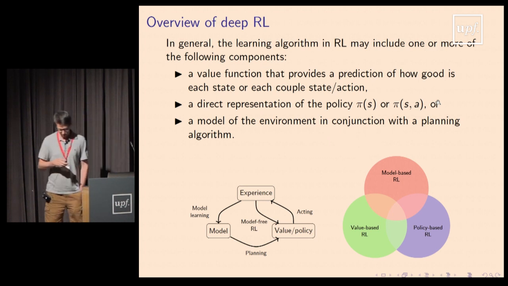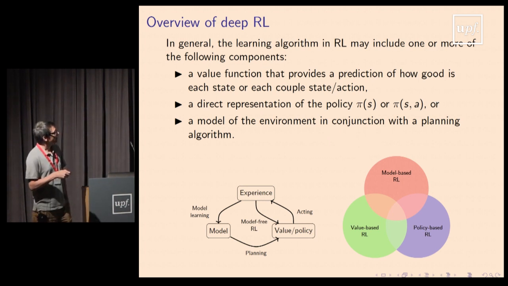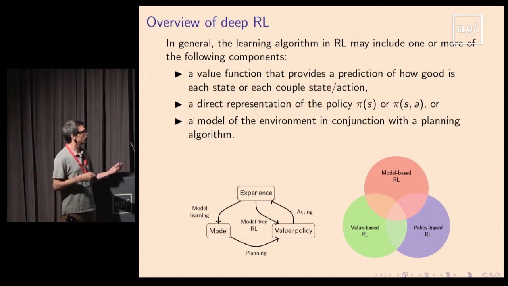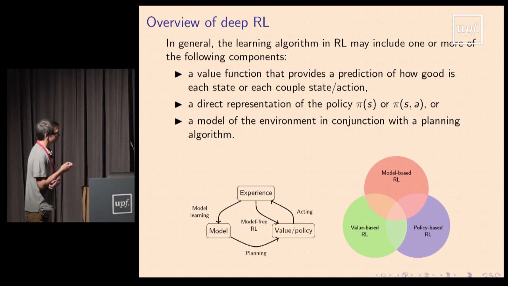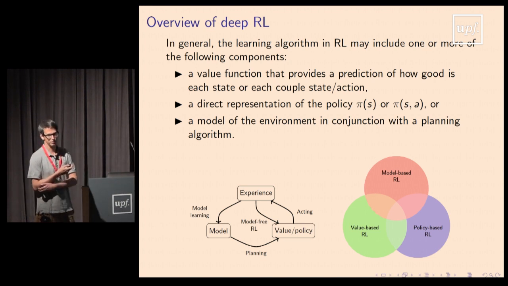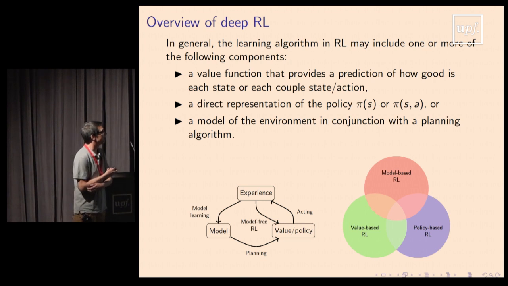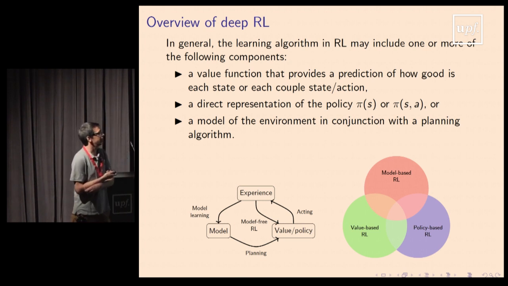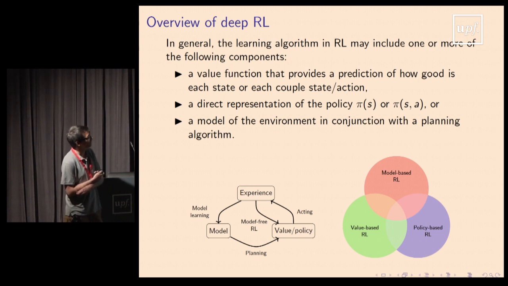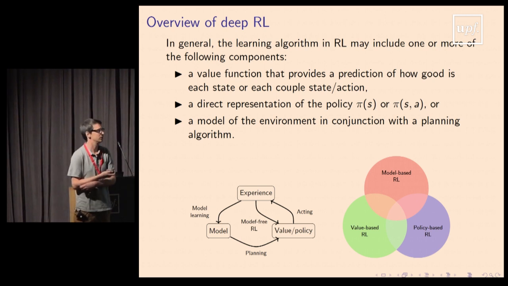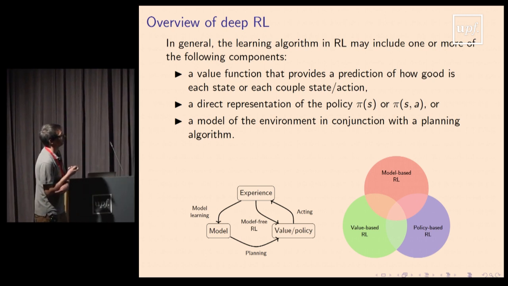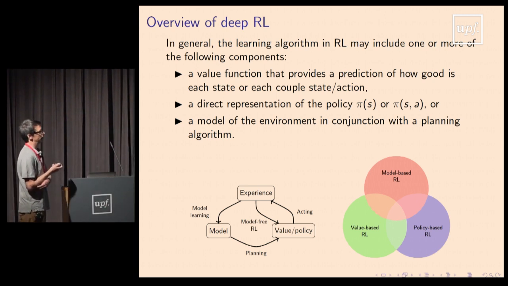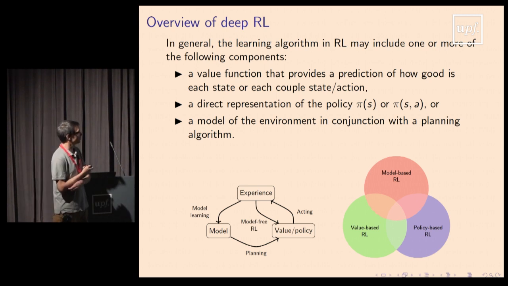Okay, so basically the learning algorithms in reinforcement learning may include one or more of these components. The first component that a reinforcement learning algorithm can use is the value-based approach, where we estimate the value functions that provide the prediction of how good is a state or a coupled state action. So in the case of a state, it's the V value function. And in the case of the coupled state action, it's the Q value function. So that's the value-based approach.